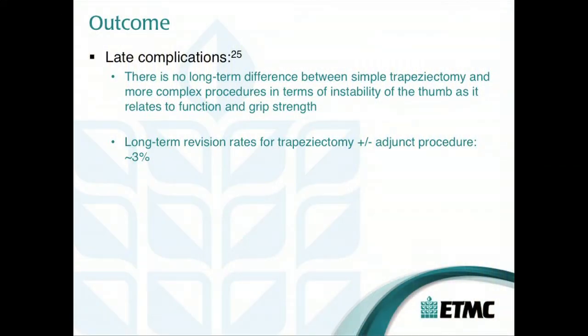Overall, though, there's no long-term difference between simple trapeziectomy, meaning just removing that bone and nothing else, and doing more complex procedures in terms of instability of the thumb as it relates to function and grip strength, and also pain. Overall, though, long-term revision rates with trapeziectomy plus or minus adjunct procedure, this is in the non-prosthesis group, it's about 3%. So vast majority of patients who get the operation gets one operation and they're finished.